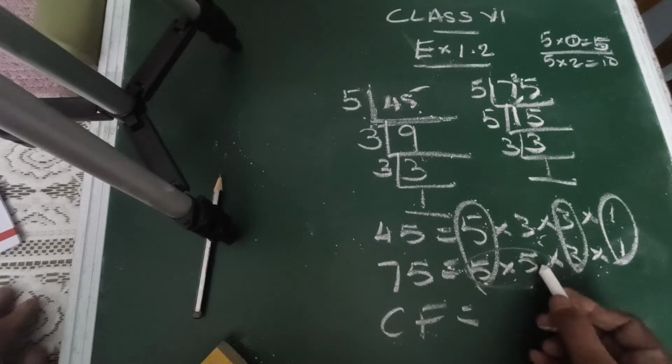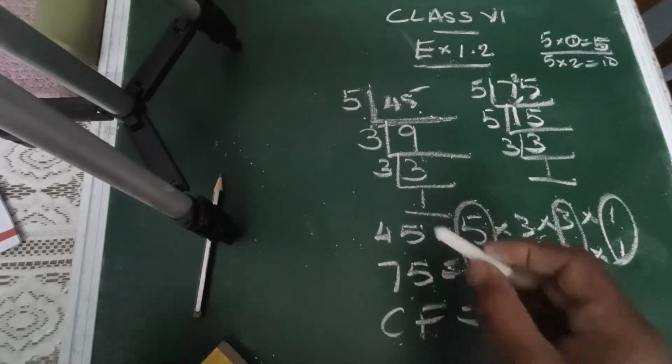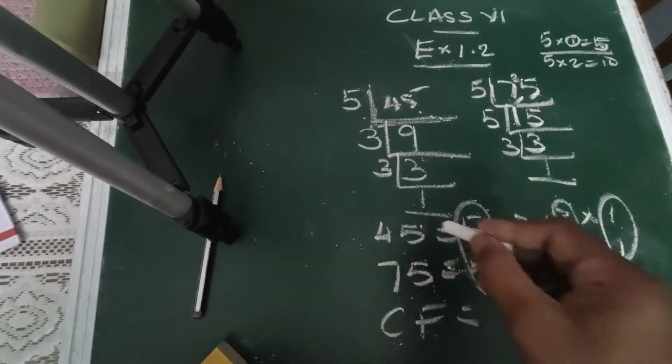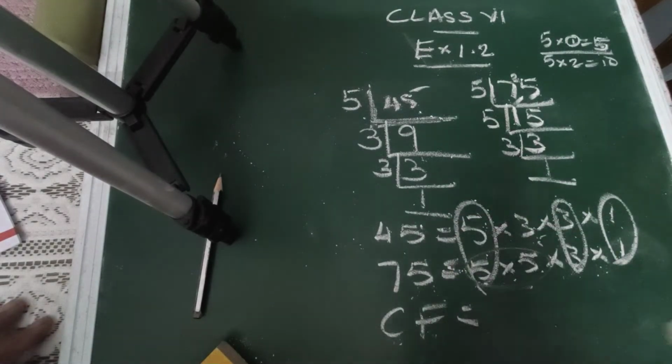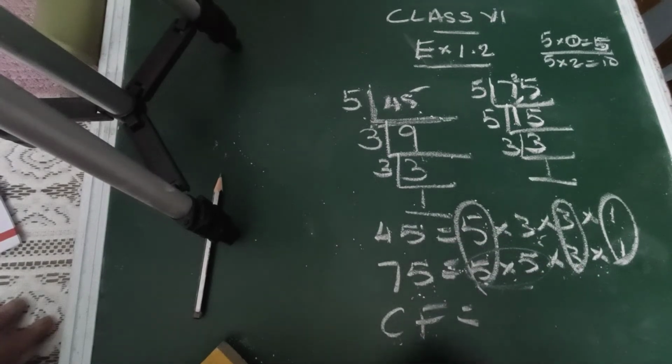Because both are factors of 75. Common means it should be in both. It should be common in 45 and 75. The factor must be present in both the given numbers. That is the meaning of common.